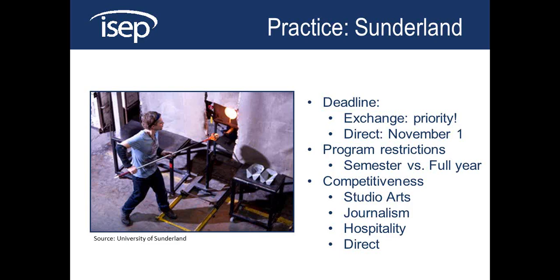Most of the competitiveness that we'll see for Sunderland is due to the subjects that they're able to offer that we can't find at other institutions in the UK, particularly studio arts, journalism, and hospitality. They tend to be attractive to our study abroad students. Sunderland is also one of our more popular direct sites because students who decide late that they want to study abroad, it's still open for them, they still have time to apply. It's also our most affordable direct fee in the UK. So I think for spring it's going to be $11,650 for tuition and housing.